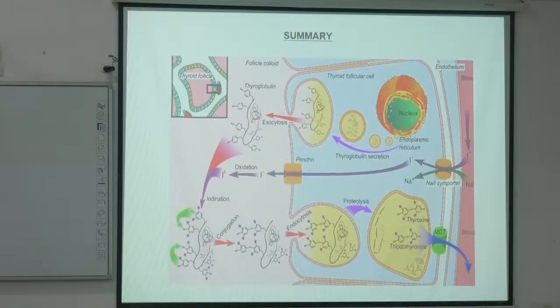This is another schematic diagram, a better representation to show how iodine is transported from the blood, processed within the thyroid follicular cell, and finally released into the circulation. Next.